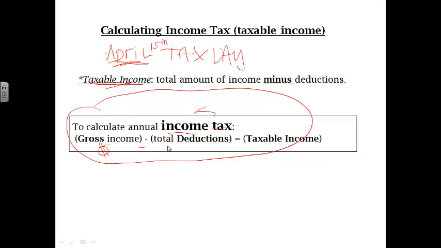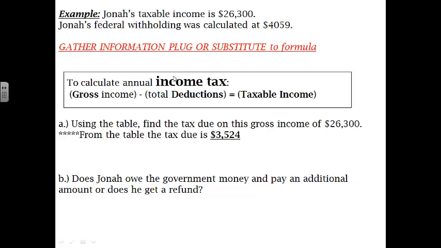Then you're going to minus the total amount of deductions that you have. And then that's going to give you your taxable income or your income tax. Okay, so when we have a problem, we need to make sure that we gather information and plug it in this formula. So G minus our total deductibles is going to equal our income tax. Okay, kind of like net pay.